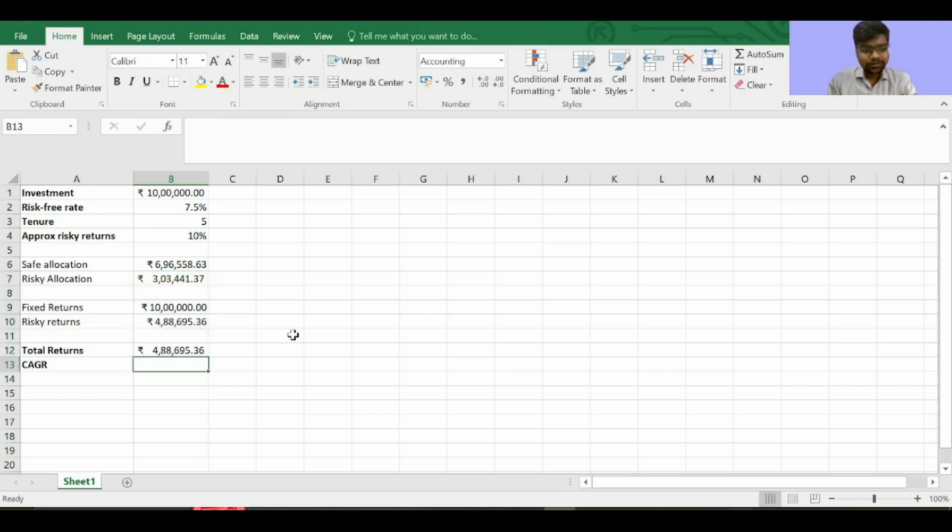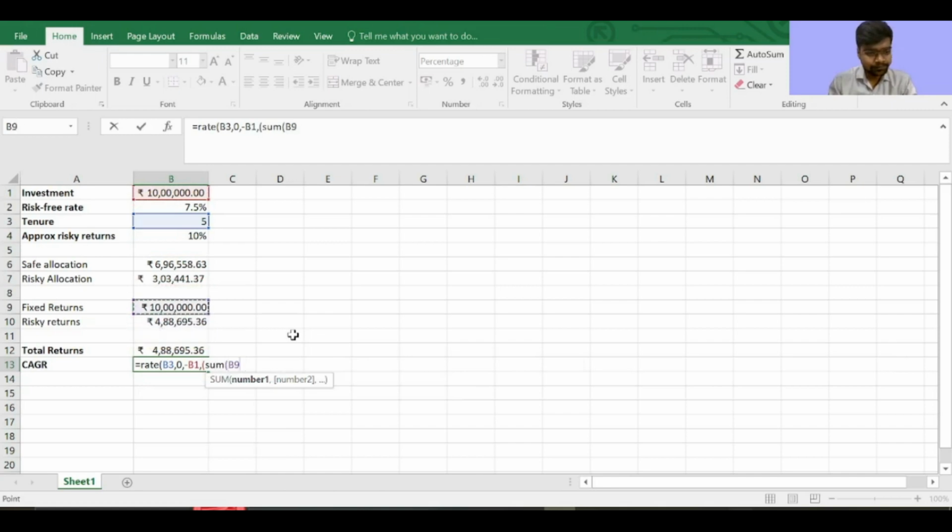So to calculate the CAGR, what we'll have to do is type in the rate, then number of periods, payment is 0, then we have our present value of this. Actually it will be negative because we have invested this value, and future value of these two.